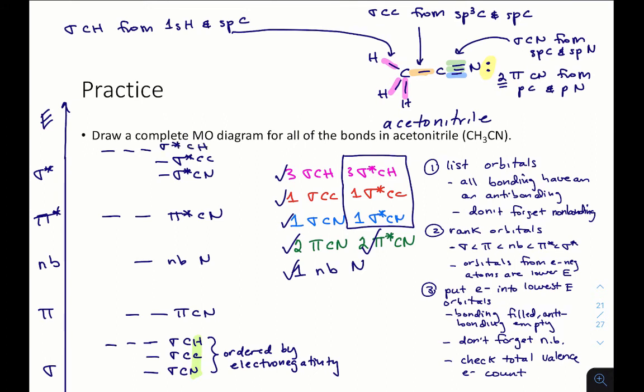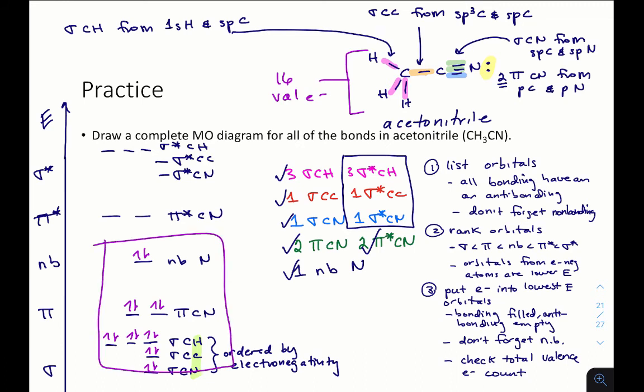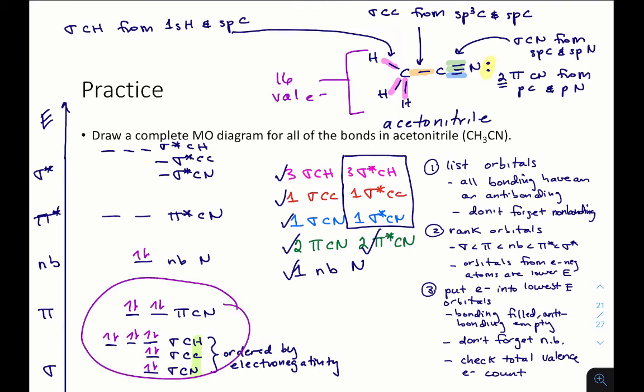Now we put electrons into the lowest energy orbitals. There are 2, 4, 6, 8, 10, 12, 14, 16 valence electrons for acetonitrile. Into the lowest energy orbitals they go, and then check to be sure that you've done this correctly. So there are 16 total electrons. We see the bonding orbitals are filled. Don't forget the non-bonding. The lone pair is there. And then the antibonding orbitals are empty. So this looks good.